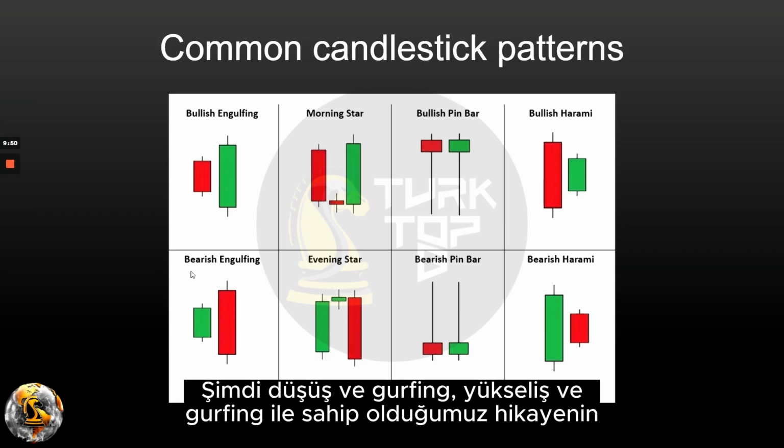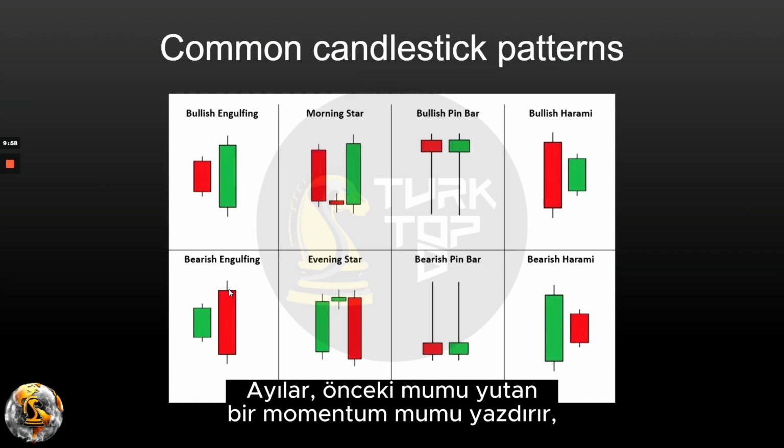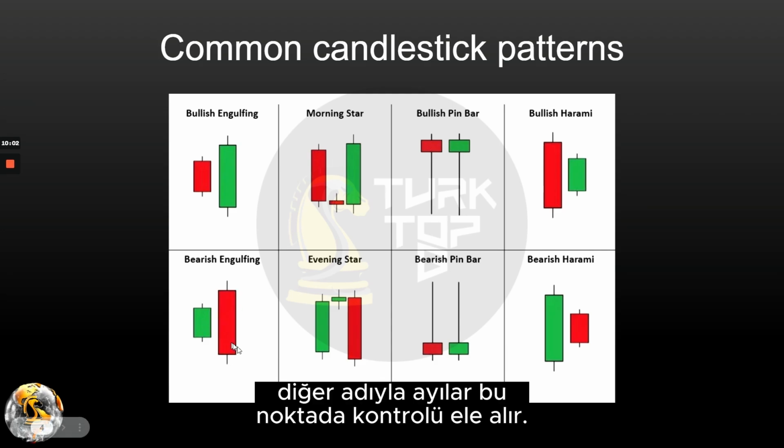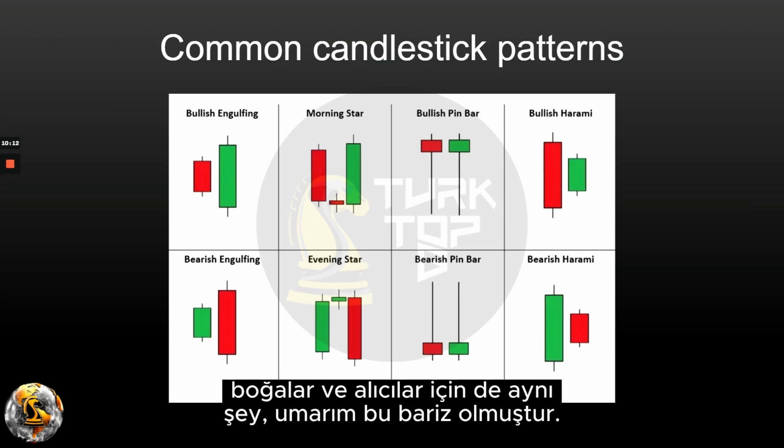Now bearish engulfing, the opposite story of what we had with bullish engulfing. You have buyers in control and at some point they lose control. You have bears print a momentum candle that engulfs the previous candle, aka the bears gain control at this point. By the way, guys, I use bears and sellers interchangeably, same for bulls and buyers. I hope that should be obvious.